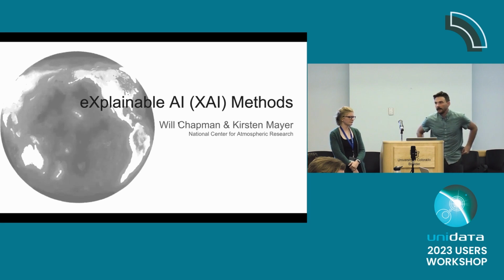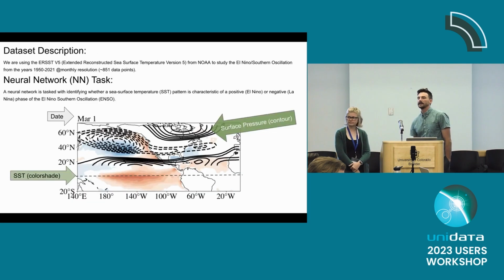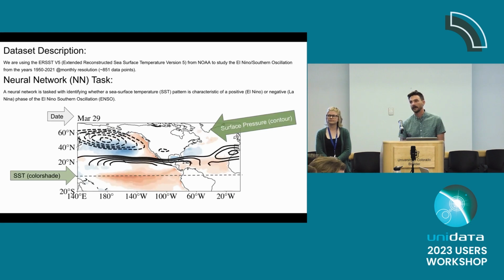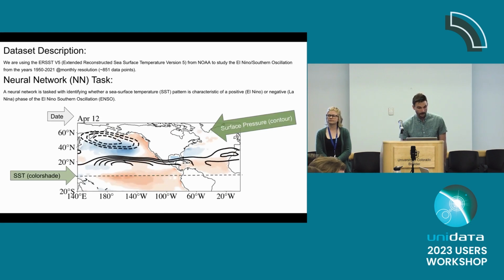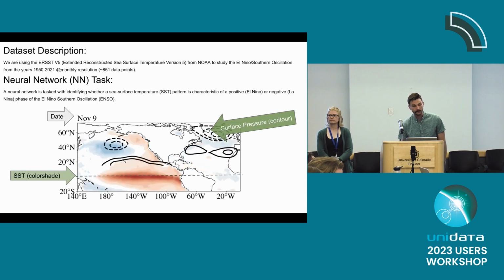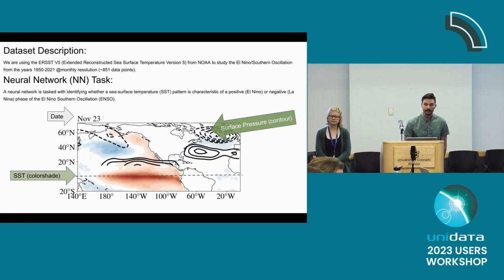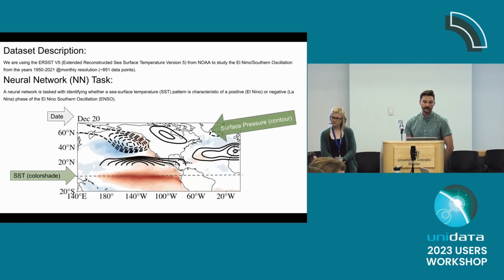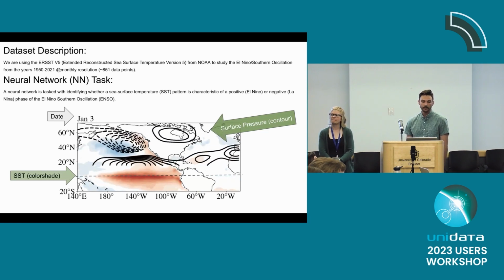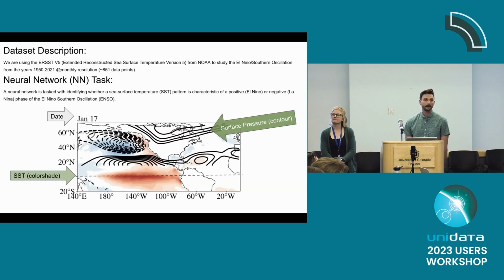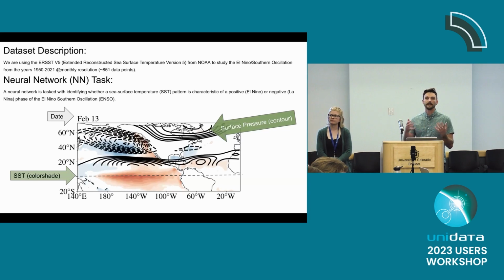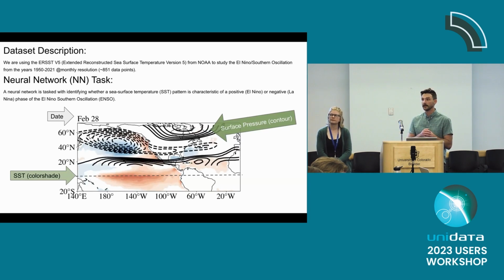So for today, we're going to be looking at a network that classifies the El Nino Southern Oscillation. For this, we're going to use a sea surface temperature data set: the Extended Reconstructed SST version 5 from NOAA. We're going to be studying the years 1950 to 2021, using monthly resolution. So that's about 851 data points, or snapshots of SSTs, spanning these months.